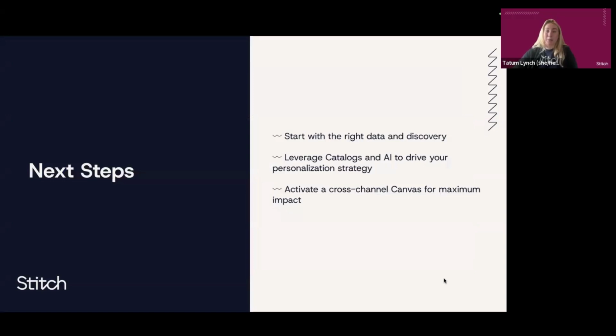All right, so what are the next steps? This is so cool, right? There are so many things that you can do with Braze. It's not going to take you a lot of time as long as you have the right strong foundation and truly understand what your brand's goals are for these types of campaigns, right? So, like I said, start with the right data and discovery. Use these tools to your advantage. Leverage catalogs and AI to drive your personalization strategy. And then the sky's the limit from here. Activate this cross channel. You can have this on one canvas, you can use this in multiple places, right? So you can have strong impact here.